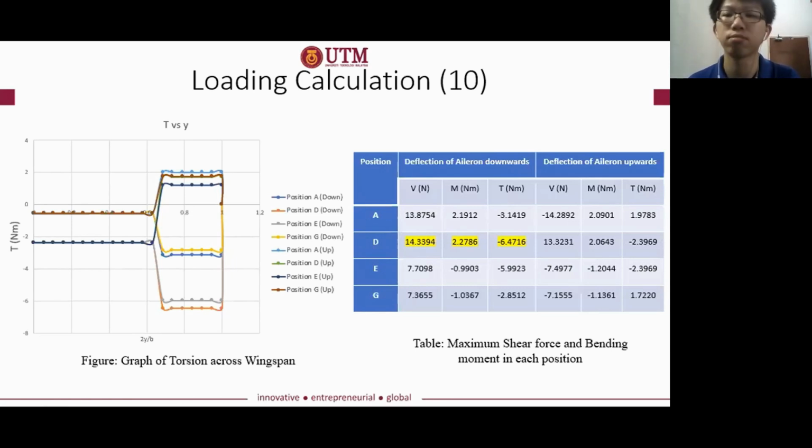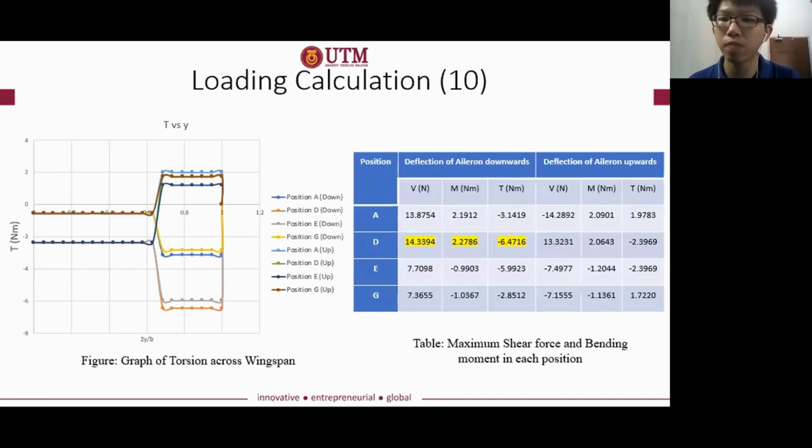The amount of change in moment coefficient, again, depends on how much the graph of Cm versus alpha is shifting downwards. On the other hand, the table on your right shows the maximum shear force is 14.3394 Newton at position D when the aileron deflects downwards. As the shear force is the highest, we can expect that the values of both the bending moment and torsion at position D are also the highest. This is because the speed and the load factor are the highest at position D as compared to other positions.